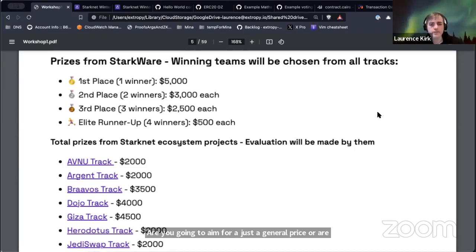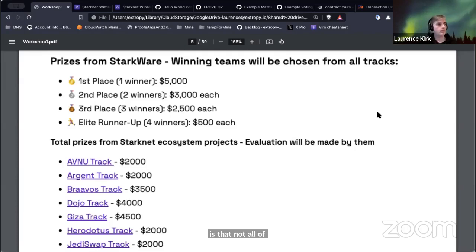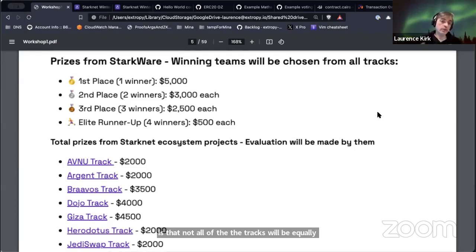One thing that is useful to think about is that not all of the tracks will be equally popular. And so you will certainly have a better chance of winning a prize if you're in a less popular track. So it's worthwhile being aware of how popular each track is and what other people are doing within those tracks. All of that information can be quite useful if you're interested in getting a prize.